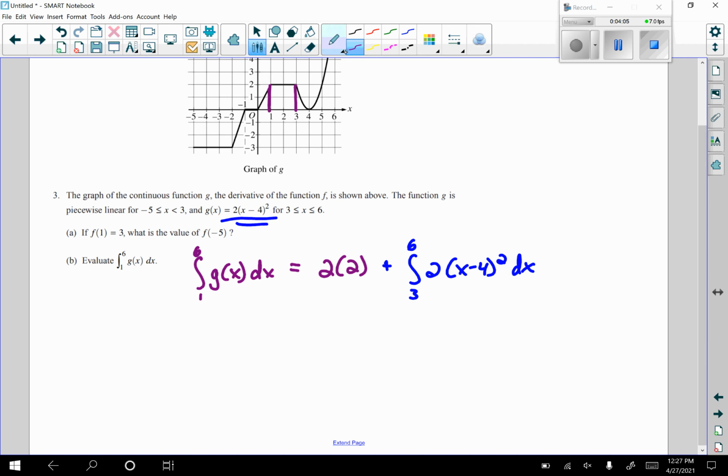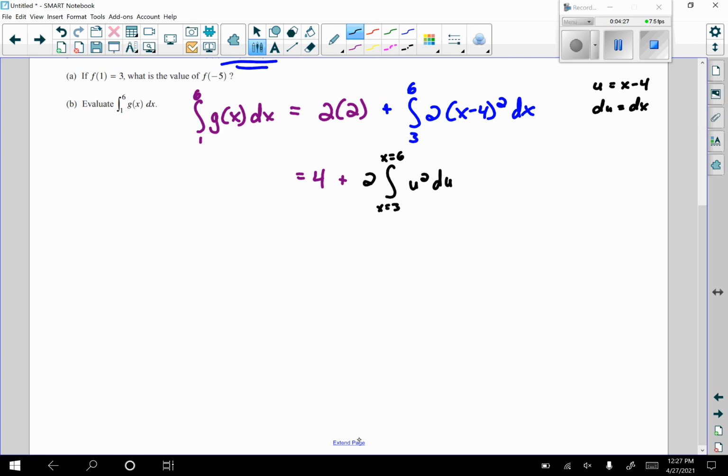So now we just have to evaluate that integral. So we're going to get 4 plus, now you might be able to figure this out without it, but I am going to just use some very basic u substitution. I'm going to let u equal x minus 4, then du is going to equal dx. So then this becomes the integral. I could put the 2 out in front. 2 times the integral as x goes from 3 to 6 of u squared du.